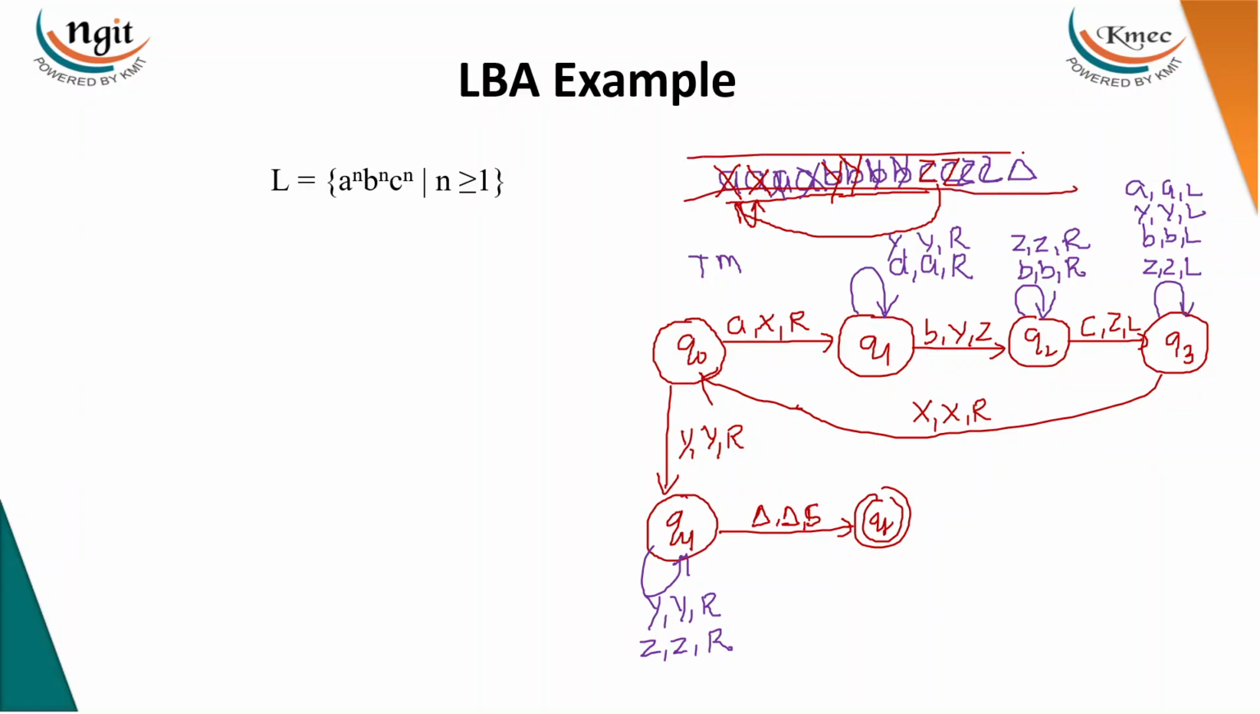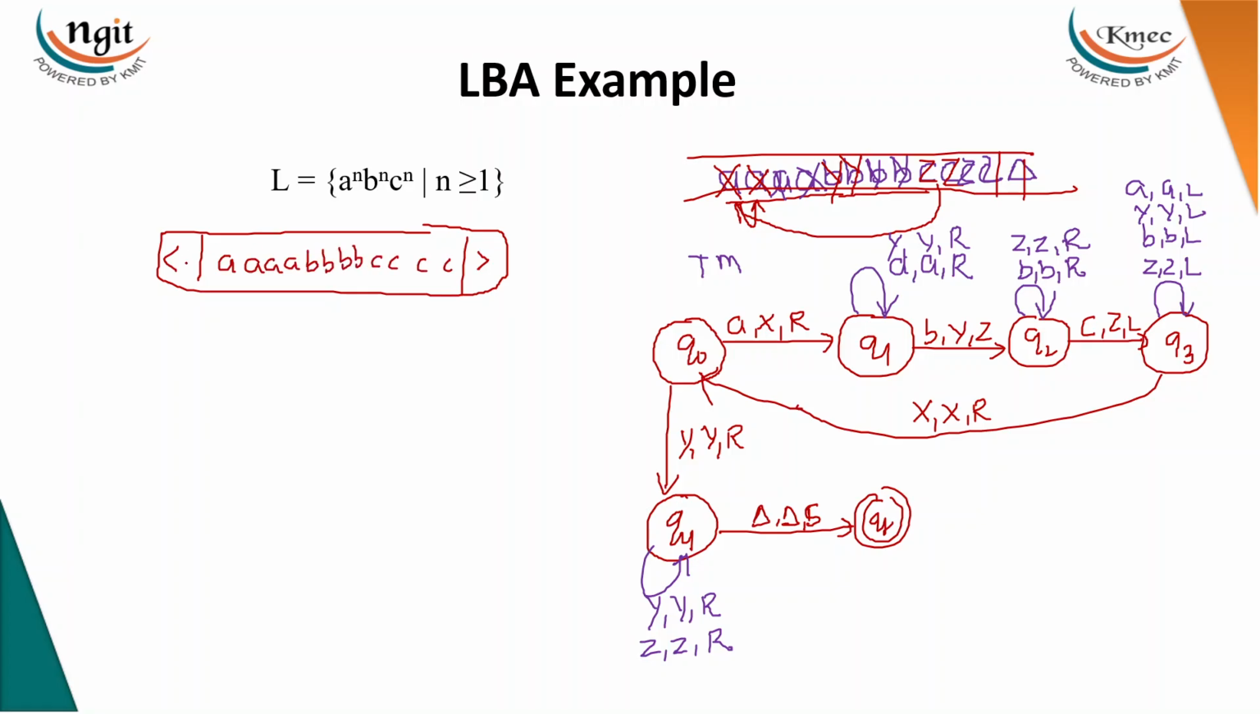And the end marker would be delta. But in LBA, we are going to have the tape with left hand marker and right hand marker, like less than and greater than. And here you are going to have A, B, B, B, C, C, C. Right? Our process is going to start from the left hand marker.